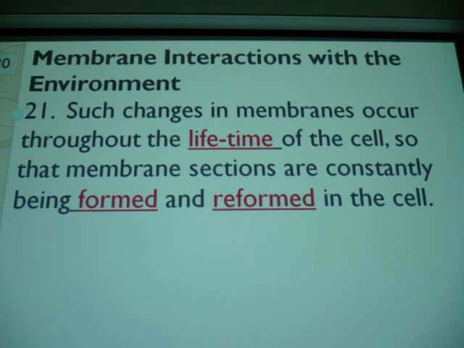Now, these changes in membranes, they never stop. They're formed, reformed, unformed, deformed. They never stop. Your cell is a dynamic, moving thing. It's not like a shoebox that never changes. This cell changes shape all the time.